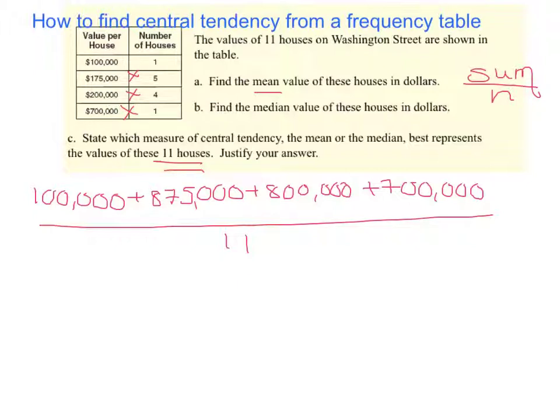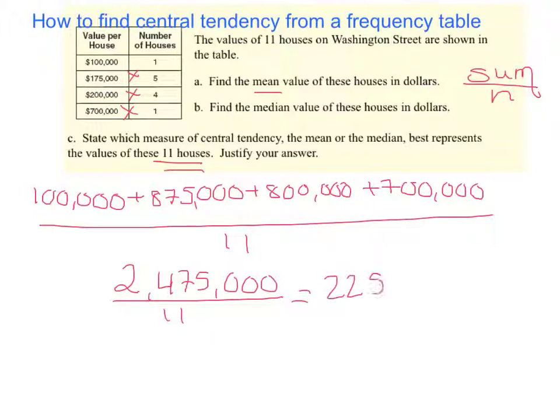I find the sum. I end up with 2,475,000 divided by 11, which equals $225,000. This is our average value or mean for a house on Washington Street.